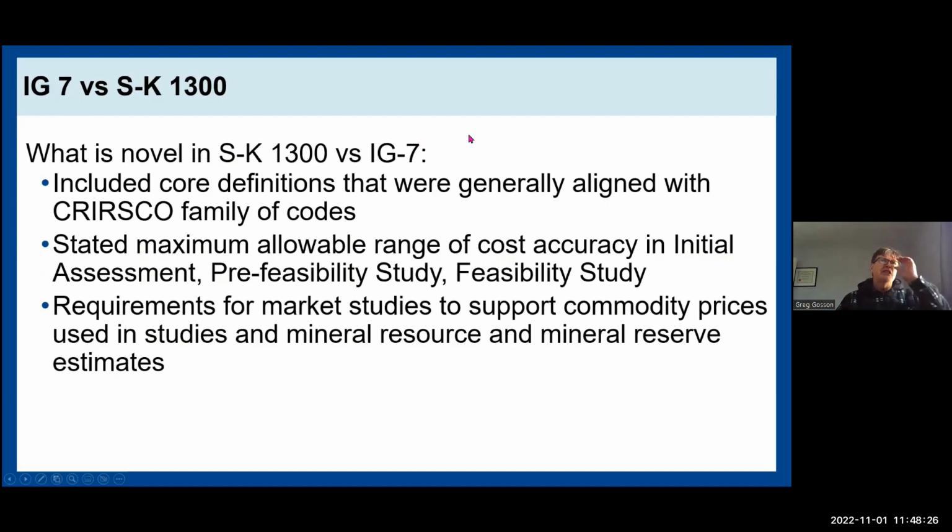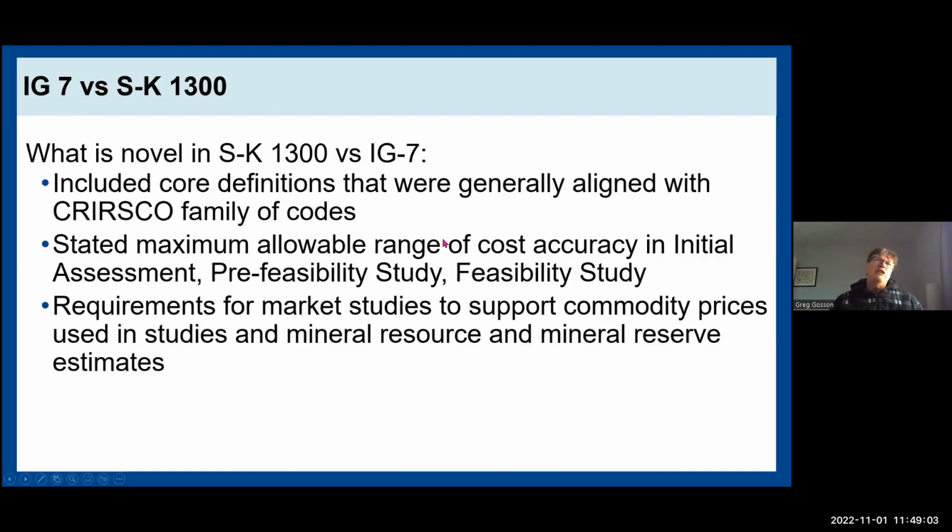There's some novel things in SK-1300 versus what was in Industry Guide 7. There are these core definitions, and they're generally aligned with the CRIRSCO family of codes. I showed you a list of them. There's a maximum cost accuracy range for both your CapEx and operating costs for the initial assessment, pre-feasibility study, and feasibility study. And there's a maximum contingency that's allowed for those studies. Quite prescriptive.